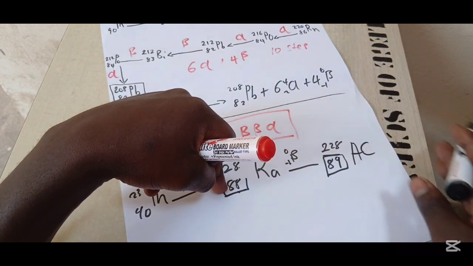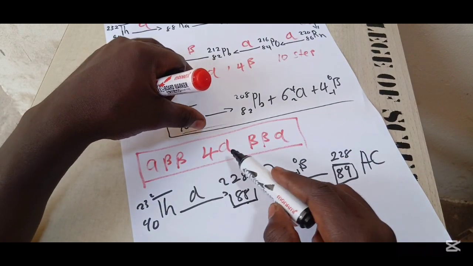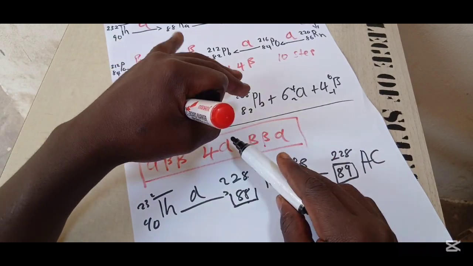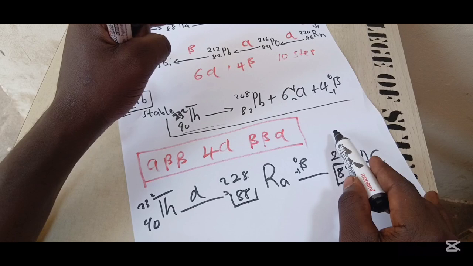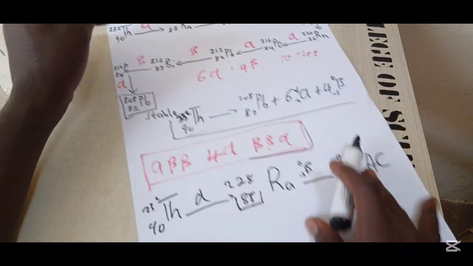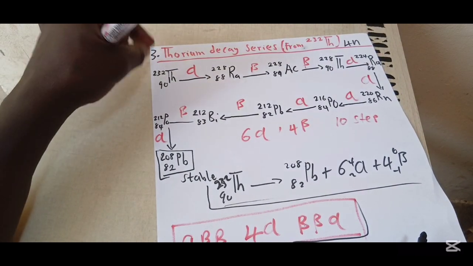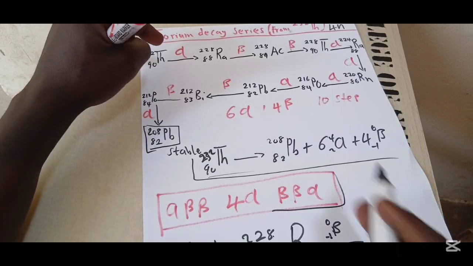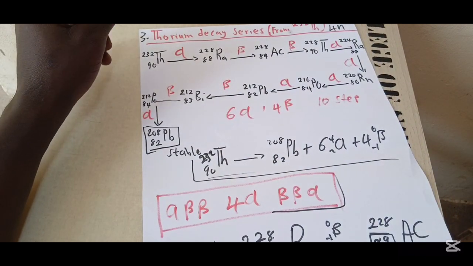You continue this process up to the point that all your particles are done. Then you know that is where you have to stop. So with this and the starting material for the thorium decay series, which is thorium-232, you'll be able to write the decay series.